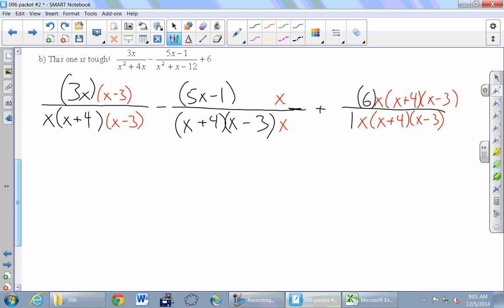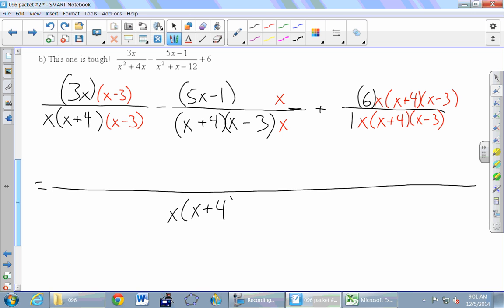Now I've got the same denominator. So that means I can make one big fraction. And what will the denominator be? All that stuff, right? x plus 4, x minus 3. Do I need 3 copies of that? No, just a single copy because they have the same denominator.